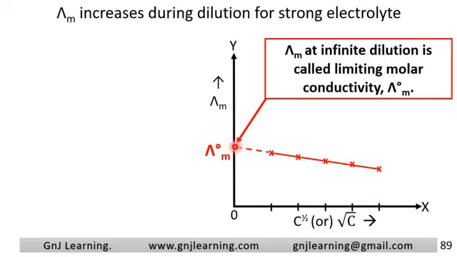And it is the maximum value that you can get for lambda m. Limiting molar conductivity is the maximum value. So which is higher at a given point, lambda m or lambda m0? Lambda m0 will be higher. Lambda m at other concentrations can never go beyond this value. Okay, what is the slope here?